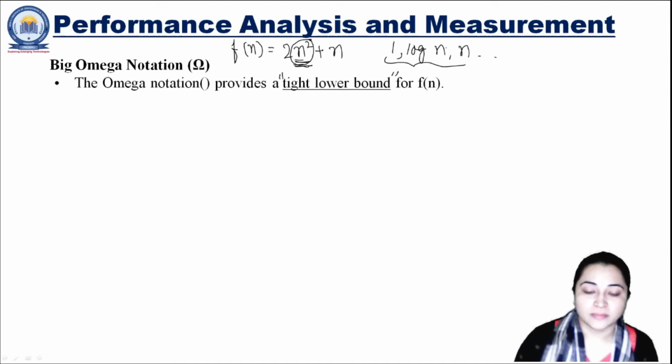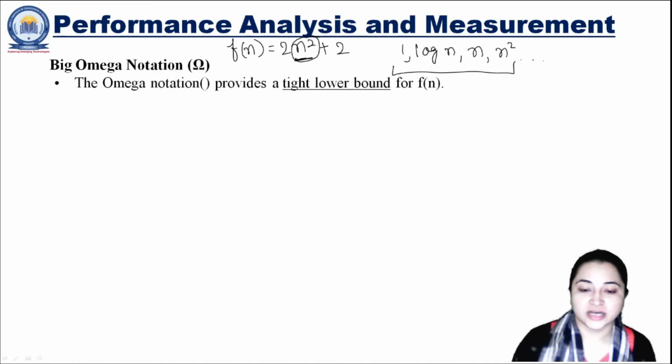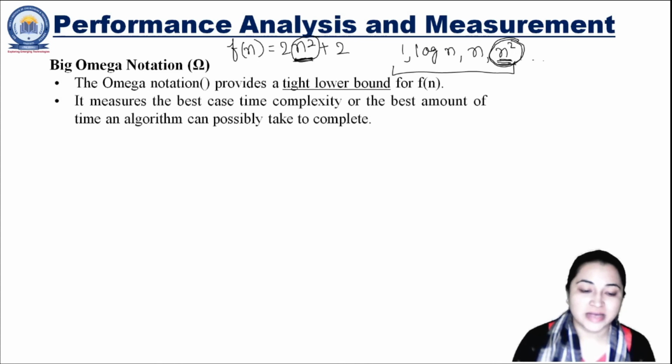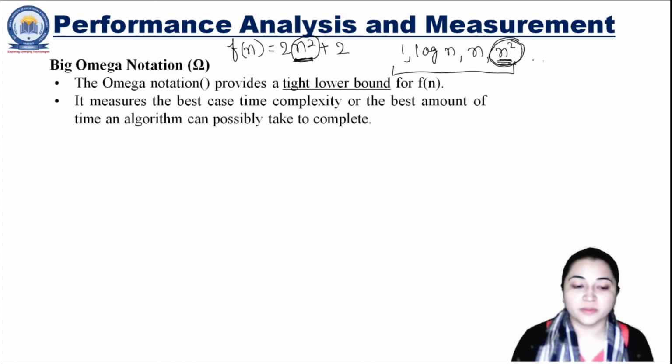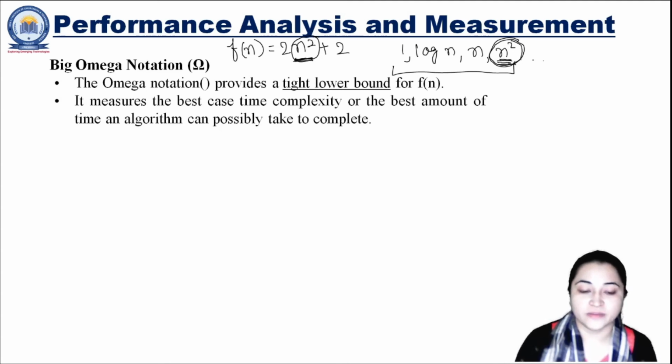So all of these functions can be g of n, but we will select g of n such that it will be closest to f of n, so that will be n square, as our f of n is n square. Fine. So this is how we can say that big omega provides tight lower bound for f of n. So we will choose g of n as n square. Fine. So it measures the best case time complexity, means the minimum amount of time an algorithm can take, or the best amount of time an algorithm can possibly take to complete.